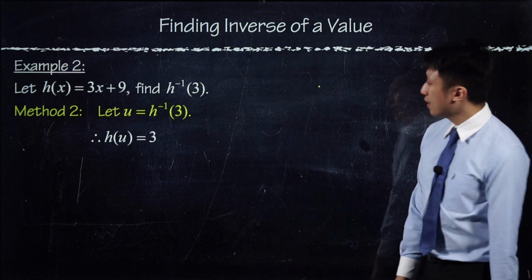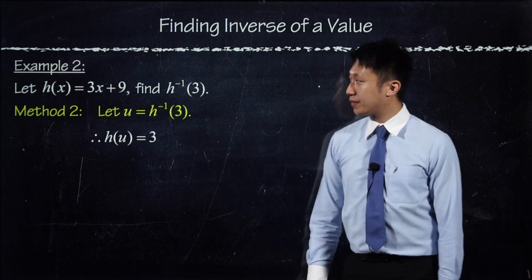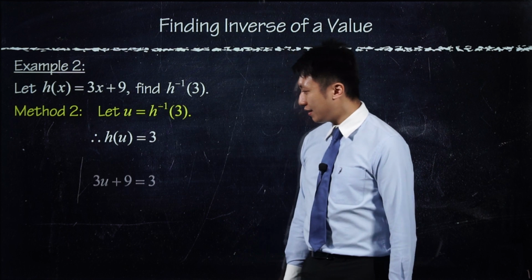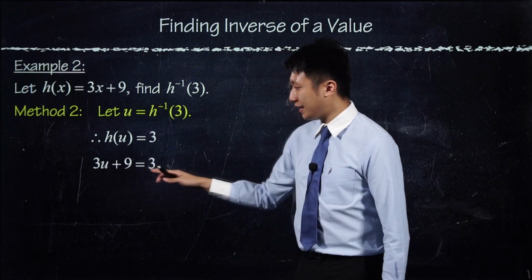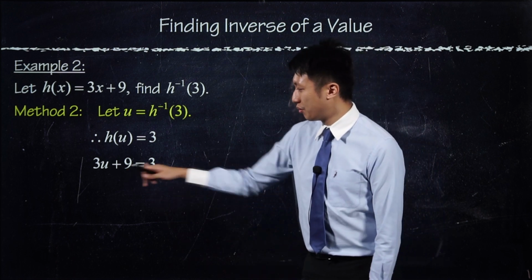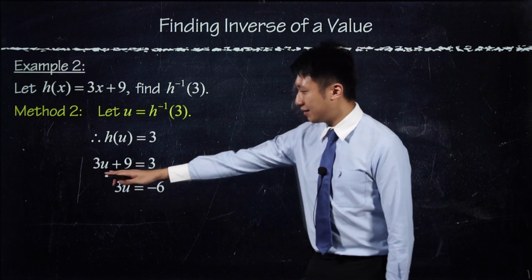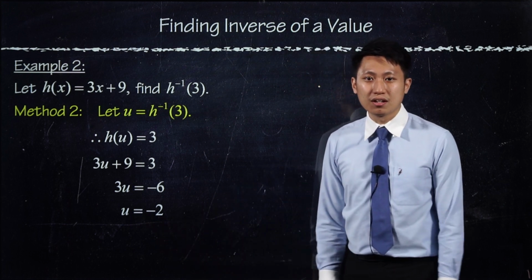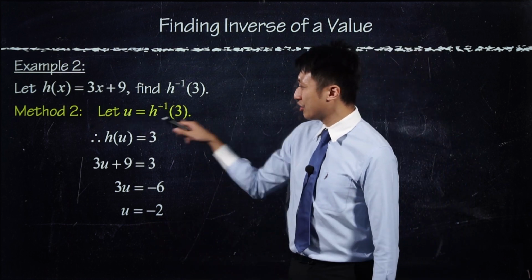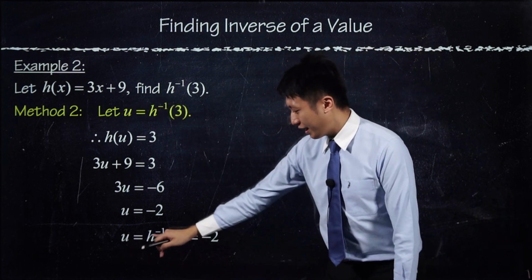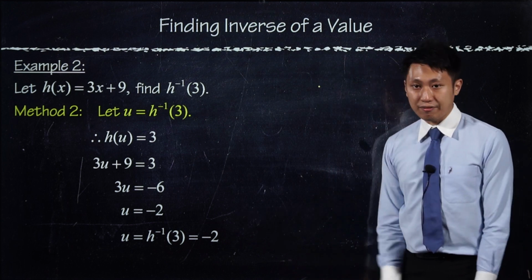Alright, so h(u) is equal to 3. What's h(u)? Sub u into here, then I get 3u plus 9 is equal to 3. Then what do I do? I want to just find u, move the 9 over and divide by 3, I get u. Why am I finding u? Because u is my final answer. That's simple. And I get u, h inverse of 3, which is -2.